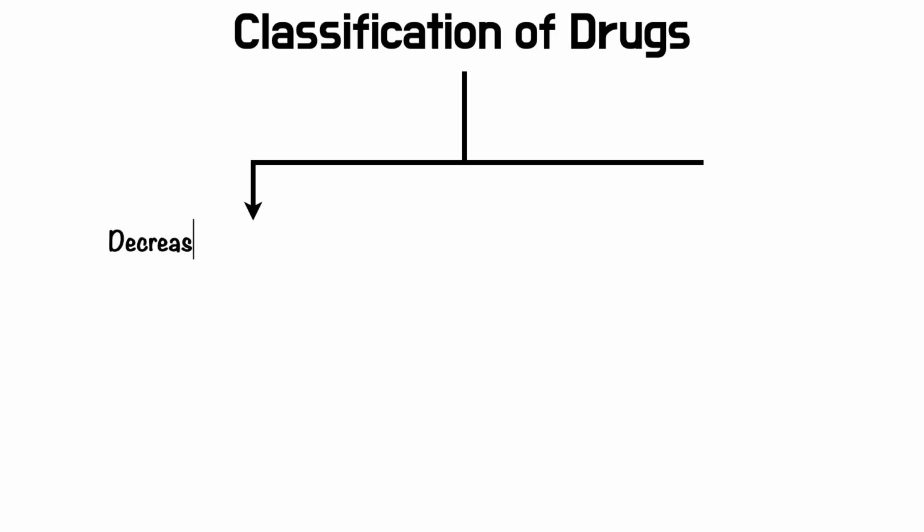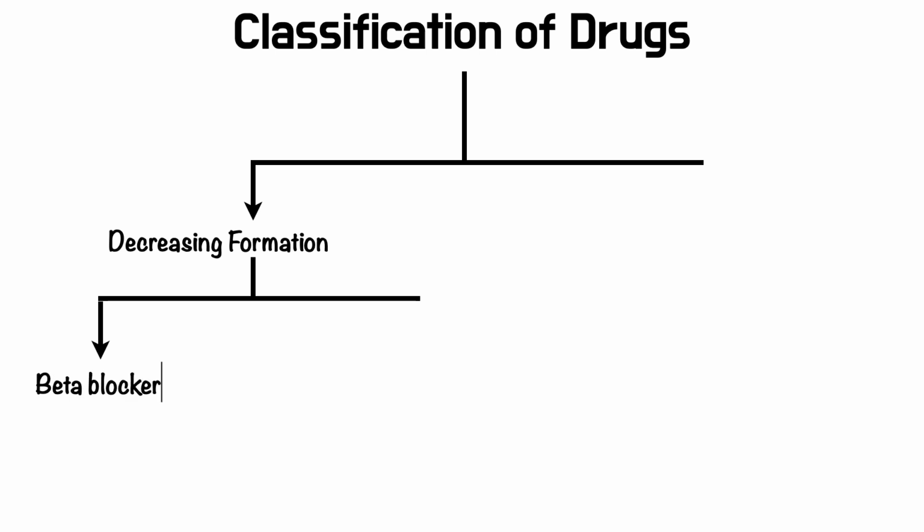Talking about the classification of drugs, that is our main focus, and we will be talking about each of them. As we have talked about earlier, glaucoma is due to an increase in formation of aqueous humor, so we have to use drugs that decrease the formation of aqueous humor. One of them is beta blockers, then alpha agonists, and then carbonic anhydrase inhibitors. So these are the drugs that decrease the formation of aqueous humor.